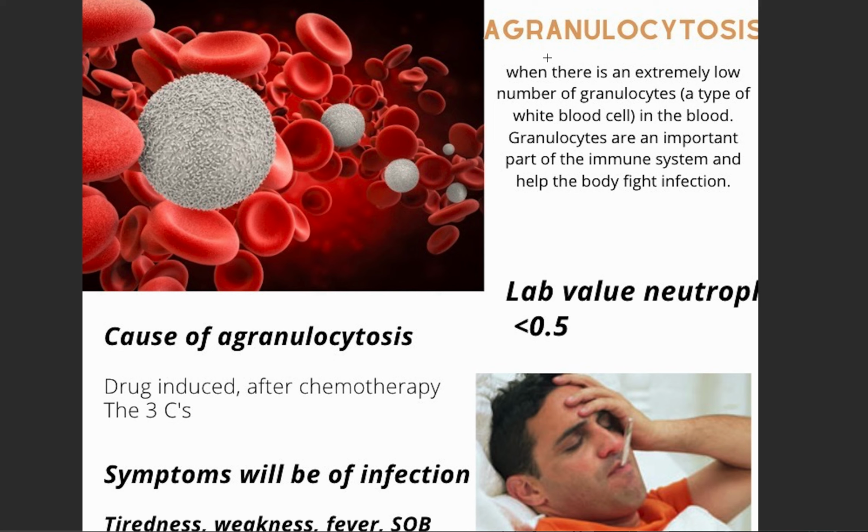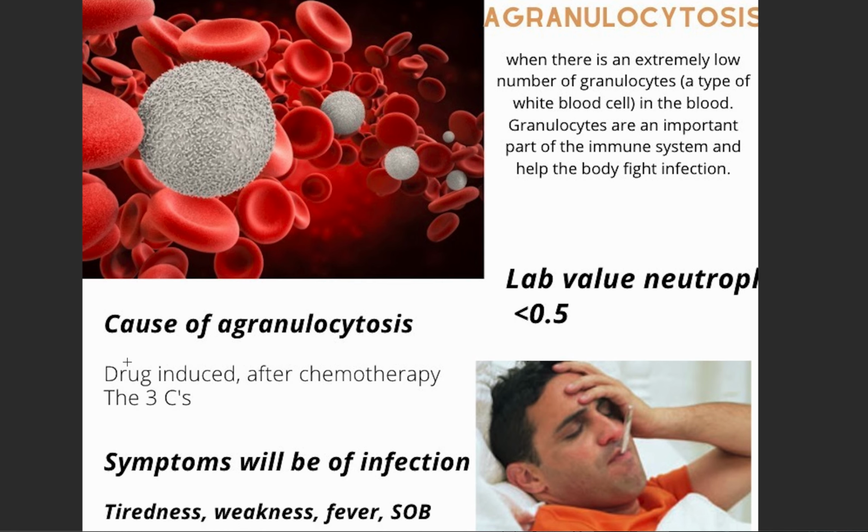A way to remember the granulocytes is a mnemonic, BEN. B for basophil, E for eosinophil, and N for neutrophil. So agranulocytosis is a lack of granulocytes. So the granulocytes are lower.